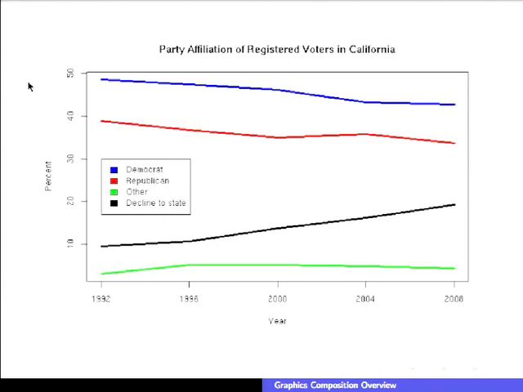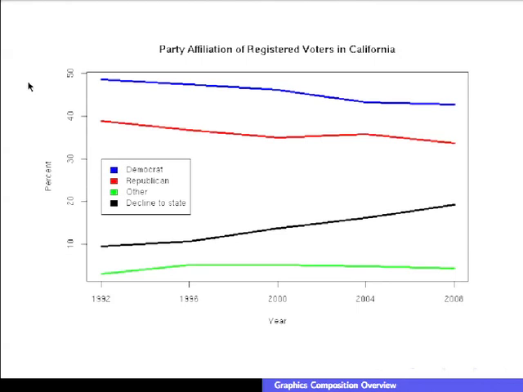You can see much better in this plot where I've connected the points from one election year to the next. Each curve is a different color, and the color corresponds to the party. So the blue curve is Democrat, the red Republican, green the other. All of the other parties have been lumped together, and black is declined to state. So take a look at this and tell me what impression you now have of the registration in the state of California in comparison to previously.